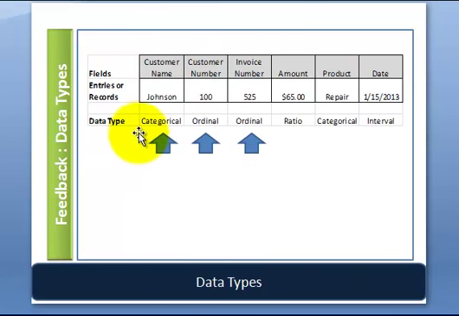Okay, here's the first one: it's categorical. Johnson, there's no order to the customer names. Customer numbers, there's some order, so it's ordinal, but there's nothing that says the distance between each one is the same. Same thing with invoice number. Now the dollar amount, anytime we're dealing with dollars, it's almost always ratio because I have a natural zero and I can compare. The product type is categorical. And the date would be interval. Again, it's time. The distance between each measurement is consistent and the same, but I have no natural zero, so I can't compare. Hopefully these make sense to you.